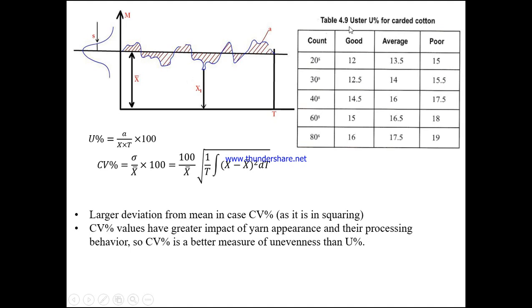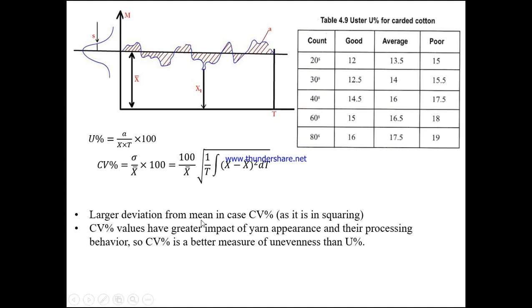So here the Uster U percentage for carded cotton yarns is shown. The 20s count carded cotton yarn has a U percentage of 12, which means the yarn quality is good. In the case of 30s count, 12.5, then the yarn quality is good. In the case of 80s count, 16 will be the U percentage, then the yarn is considered good.